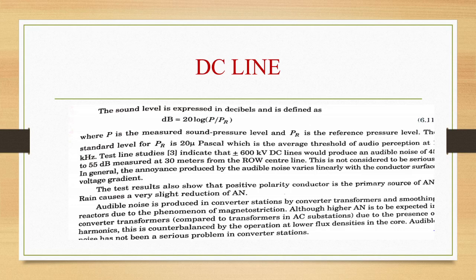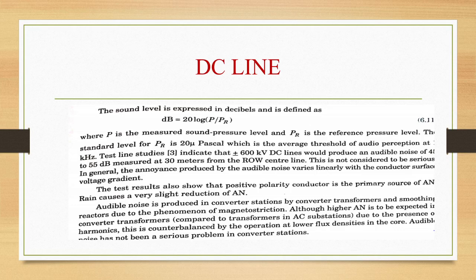Test line studies indicate that plus or minus 600 kV DC lines would produce an audible noise of 45 to 55 decibels measured at 30 meters from the row center line. This is not considered to be serious. In general, the annoyance produced by the audible noise varies linearly with the conductor surface voltage gradient. Test results also show that positive polarity conductor is the primary source of AN. Rain causes a very slight reduction of audible noise.